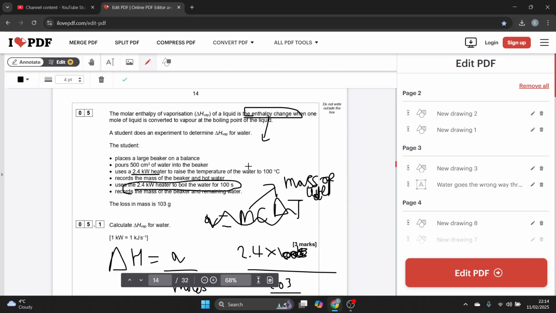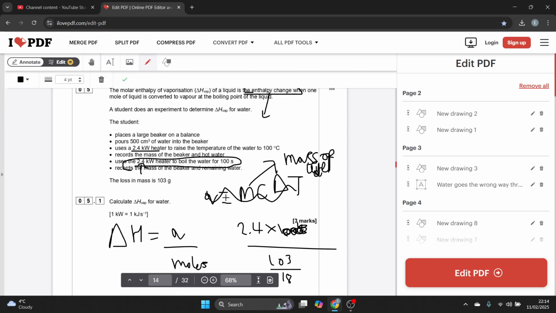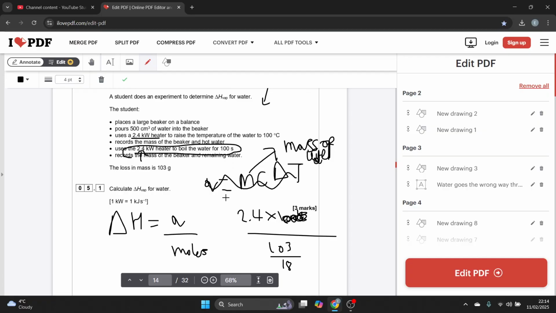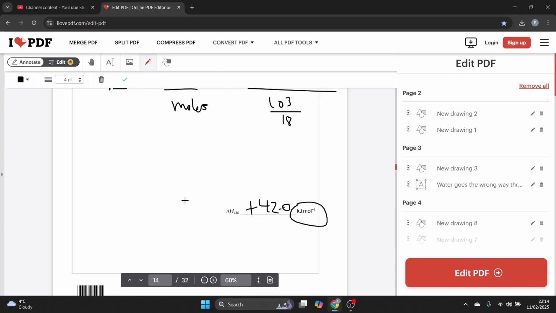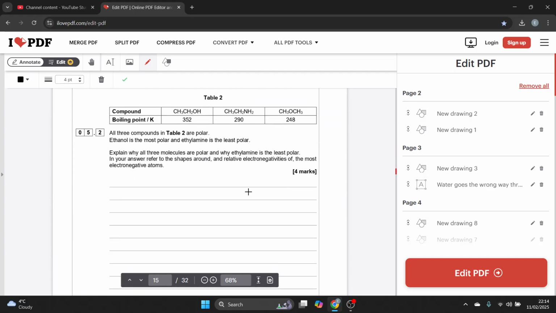So I know that's the enthalpy change. Heat energy transferred, well, it's 2.4 kilowatt for 100 seconds. So the heat energy was 2.4 kilowatt per second, right? Which is going to be that times 100. That's heat energy. And then the moles are just mass over the Mr of water. And then, yeah, we get that plus 42.0.